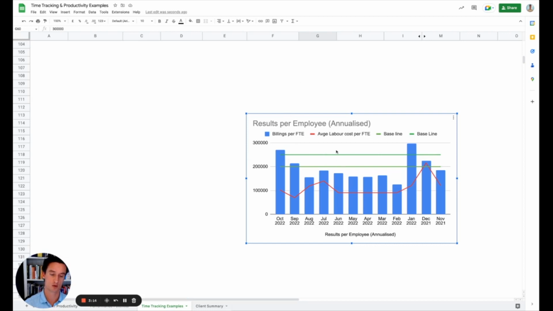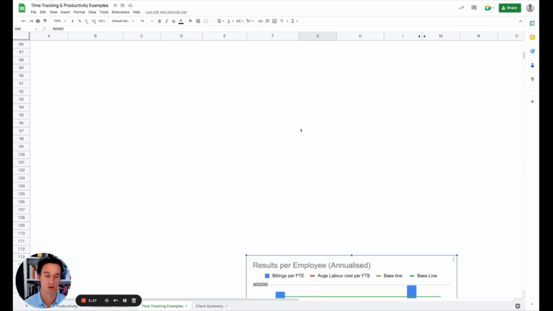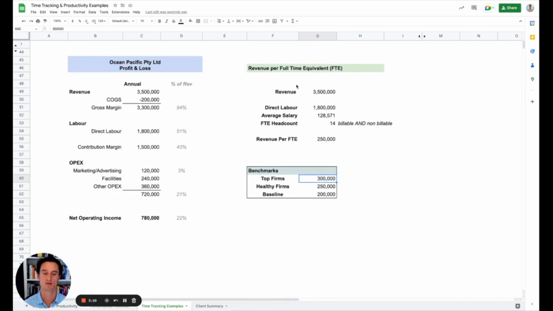But it starts to give you a guide for where you should be, and starts to help benchmark yourself against your peers. And then you can start to unpack why you're not there and try and get there yourself. So that's results per employee, billings per FTE, revenue per full-time equivalent. And I think it's a really, really powerful metric, because all you need is your revenue, which you should have, your top line, and your team's headcount, which you should also know. And this will help you start comparing yourself and benchmarking yourself.